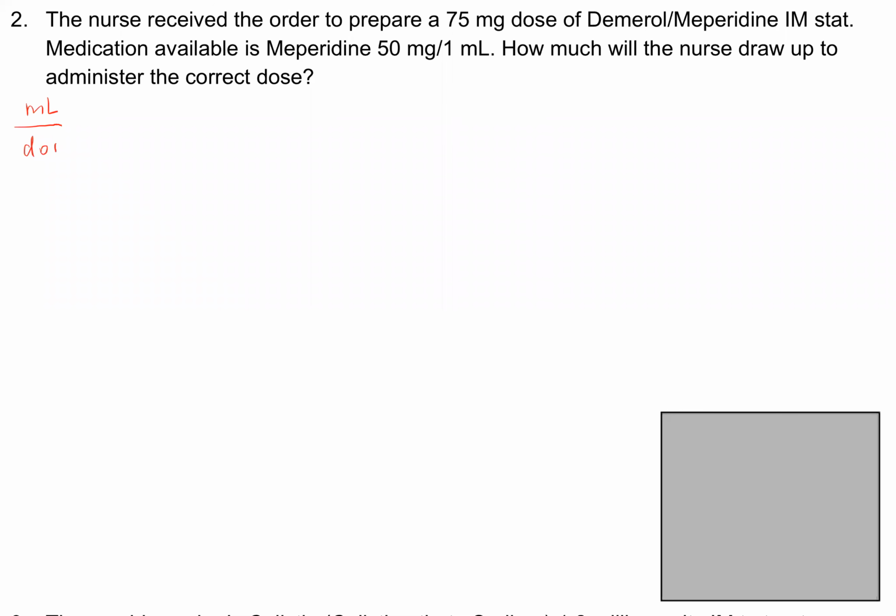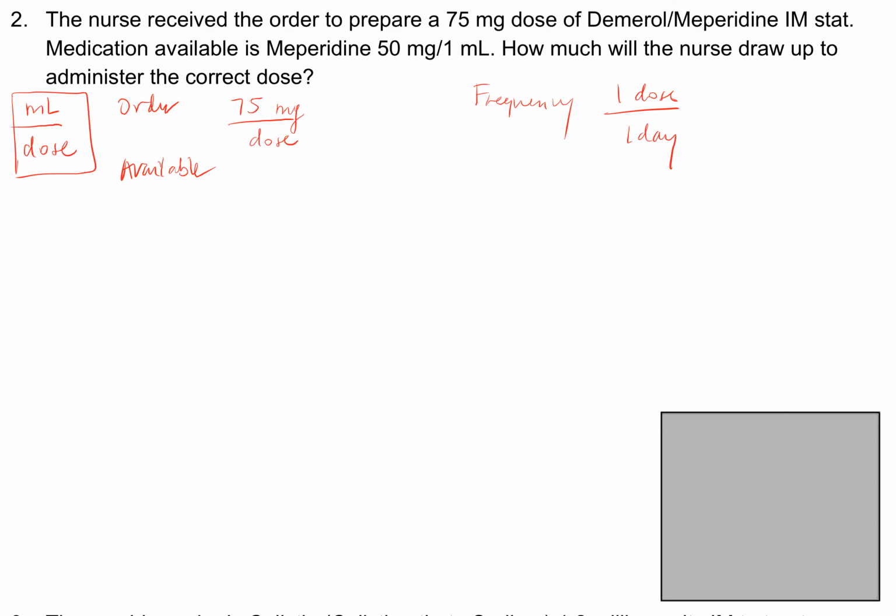We want to write down these 3 things always: order, available, and frequency. So the order is 75 milligrams per dose. Your frequency is stat, so it's just going to be 1 dose per 1 day right now. And your availability is 50 milligrams per 1 mL.